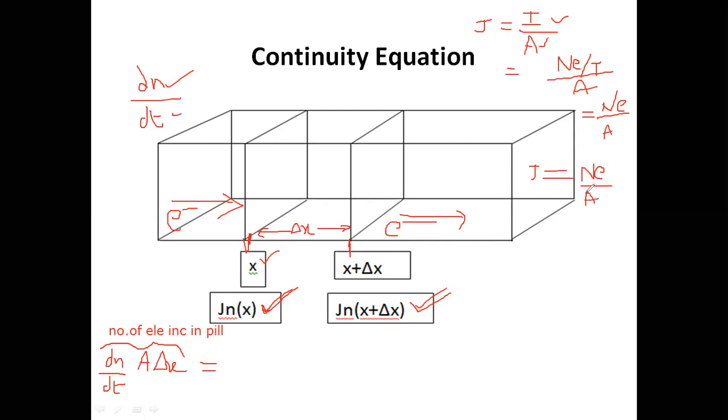What do I want to know now? Number of electrons. I want to know the number of electrons entering the pillbox and the number of electrons leaving the pillbox. If I know that, then I can assess the number of electrons inside the pillbox. So I need the number of electrons, n. Then n equals J into A by e, where e here is charge.